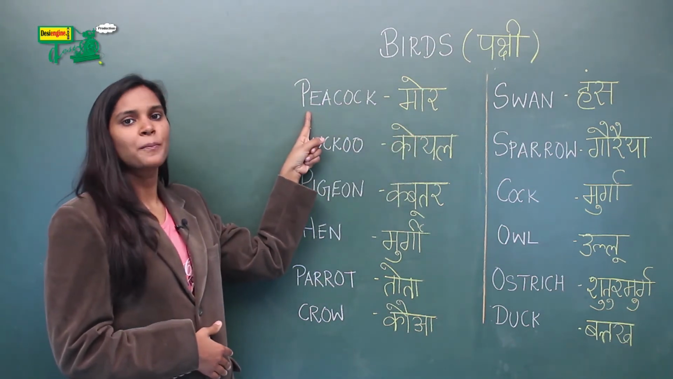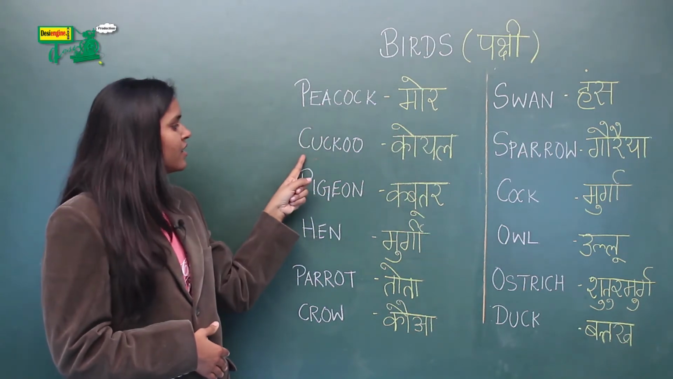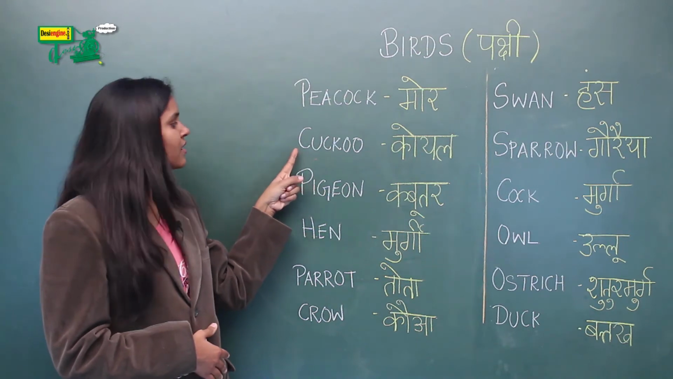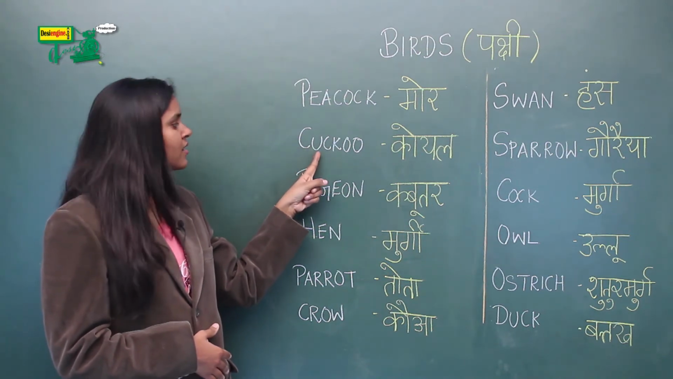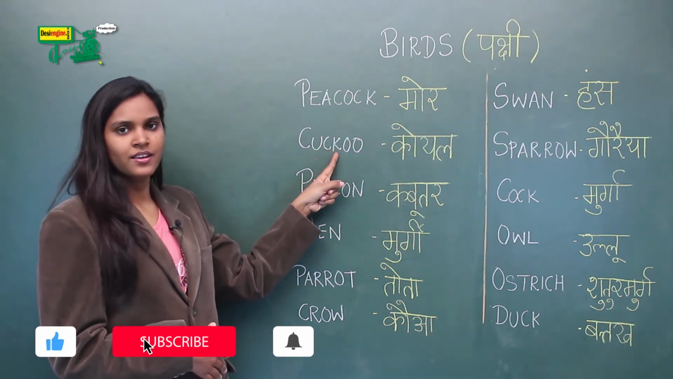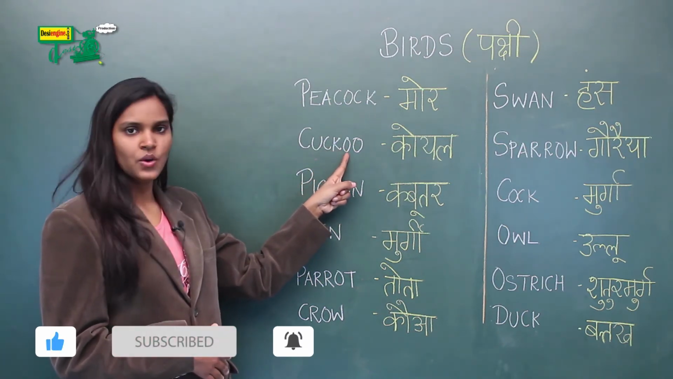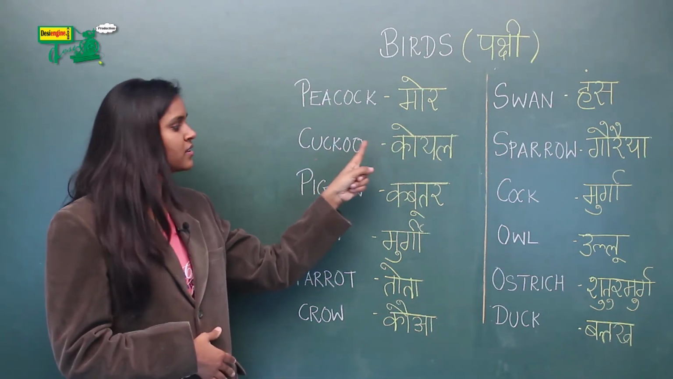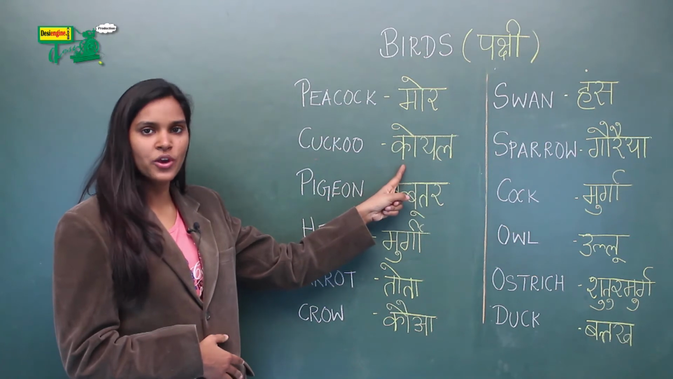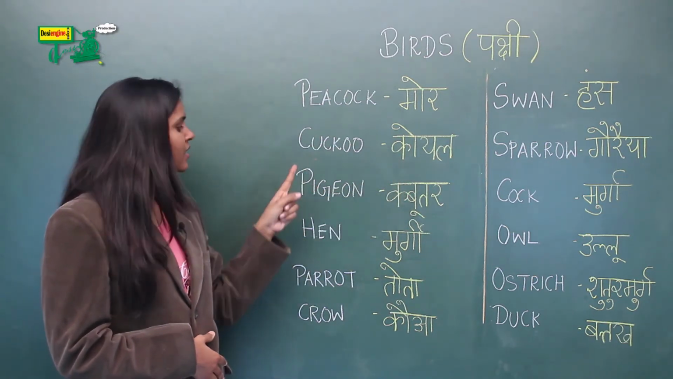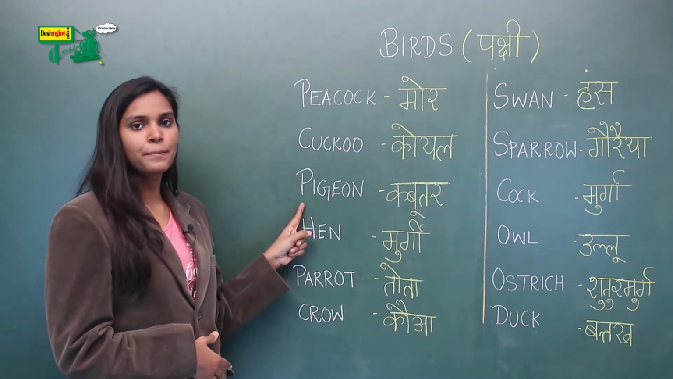Say it again. Peacock. The next bird is cuckoo and it is spelled as C U C K O O. Cuckoo. इसका मतलब होता है कोयल. Say it again. Cuckoo. The next bird is pigeon.